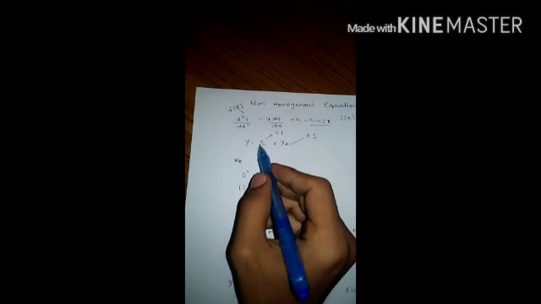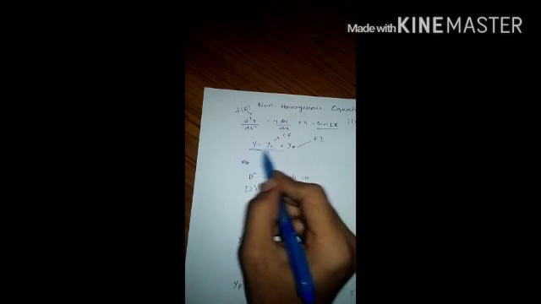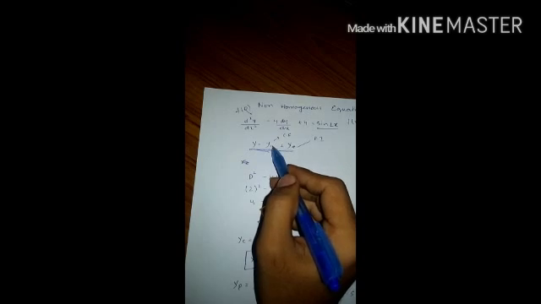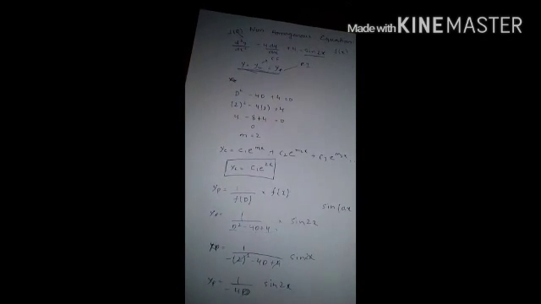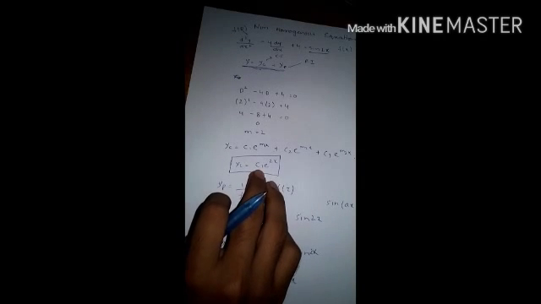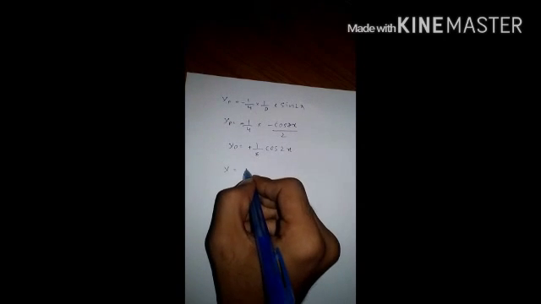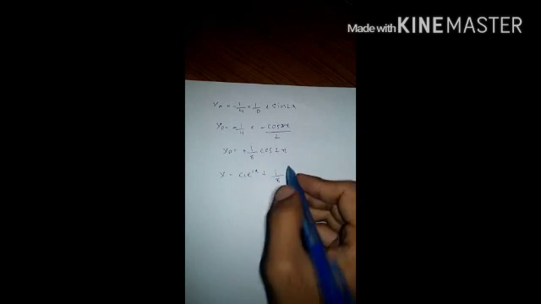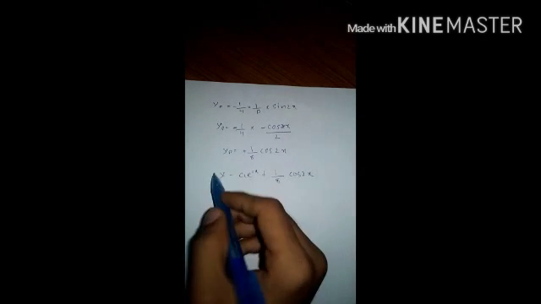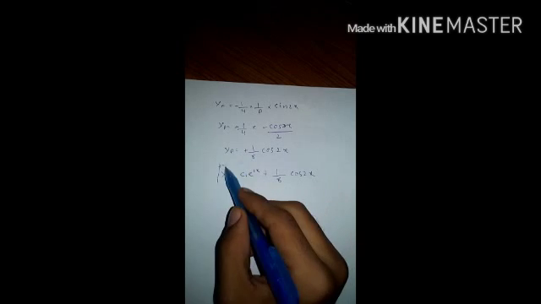I have written the format of the answer: first we find yc, which we did here, and then we find yp. So we have done both. Now we will write the answer. Y is equal to, what was yc? Yc was this: C1 e to the power of 2x, plus 1 upon 8, this is yp, cos 2x. This is our solution of this particular example.